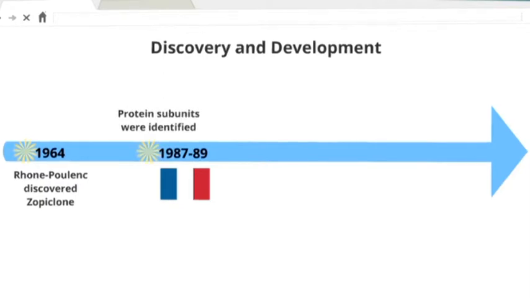Between 1987 and 1989, the different protein subunits that make up the receptor for the inhibitory neurotransmitter gamma-aminobutyric acid, GABA, were identified as alpha, beta, gamma, and delta. These relate to the specificity of drug receptor binding. Zopiclone specifically binds to the alpha subunits, as well.